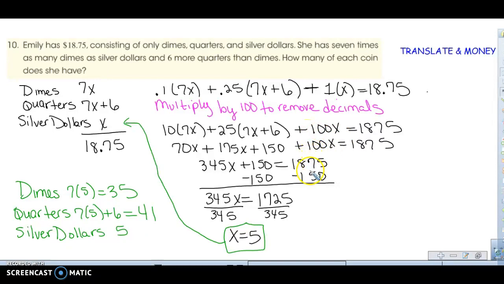Solving for X, we end up with X equal to 5. Looking back at what we labeled over here, which is always good so that we can remember what each thing stands for, the X was representing the silver dollars. So we have 5 silver dollars. That means we have 7 times as many dimes. So 7 times 5, 35 dimes. And remember, we have 6 more in the quarter category. So 7 times 5 plus 6, 41 quarters.